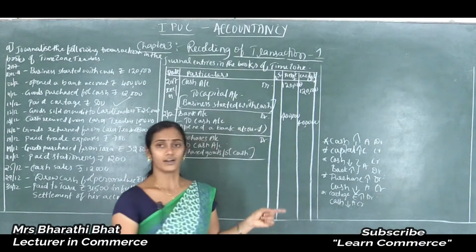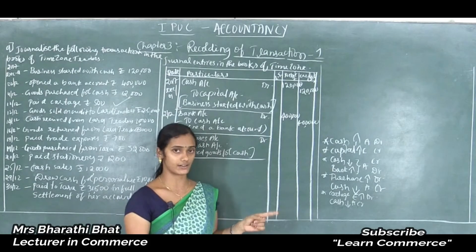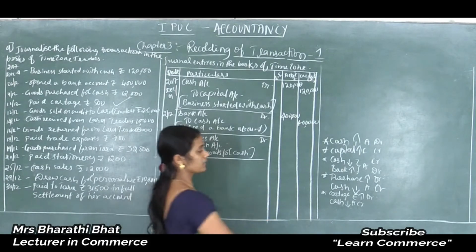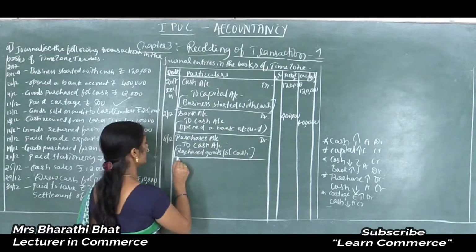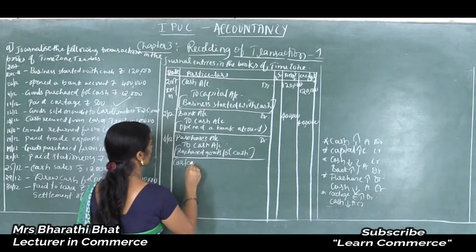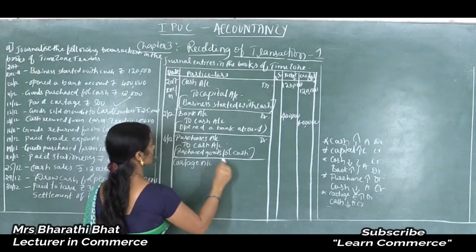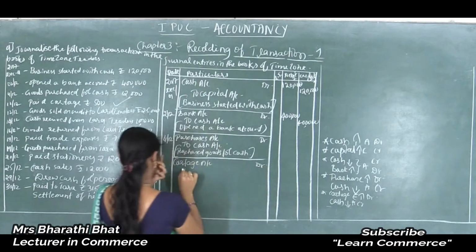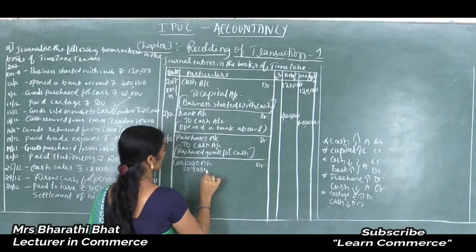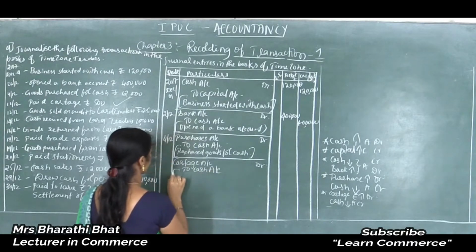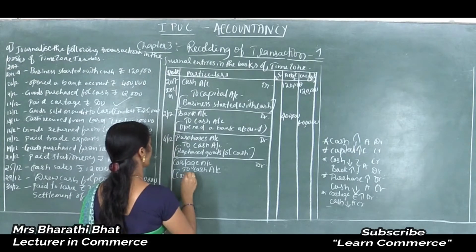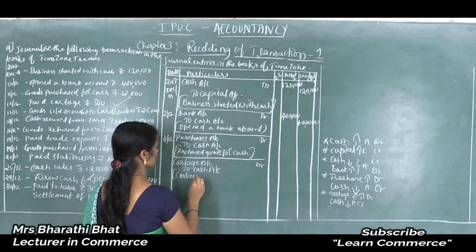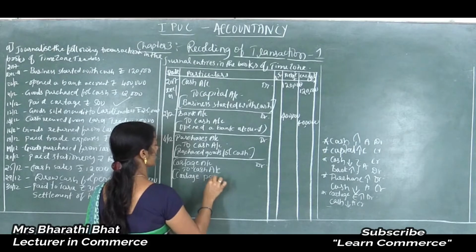Clear? So according to the rules of debit and credit, we should record the debit aspect in the first line, which is debited here: cartage account. So cartage account debited to cash account. In bracket, narration: cartage paid.